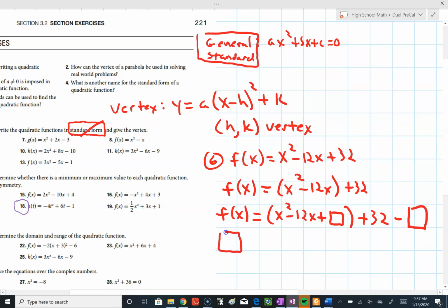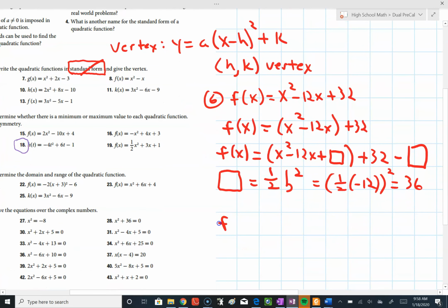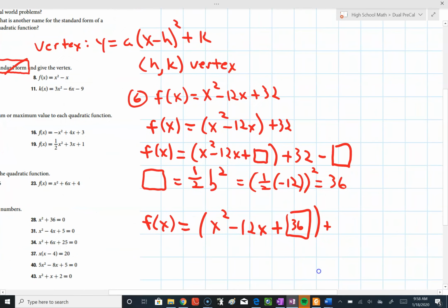Well, what is the box number? It is 1/2 of b, squared, where b is the coefficient of our x term, in our case minus 12. So we're going to take half of minus 12, and that'll be minus 6, and we will square minus 6, that will be 36. That number will go in the box. So f of x is equal to x squared minus 12x plus 36, and then 32 minus 36 outside.